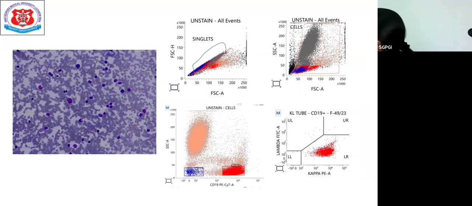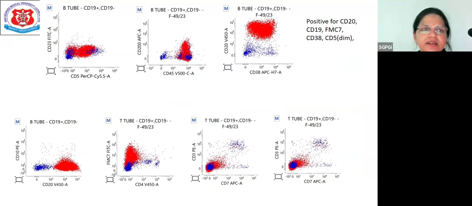Okay, another smear. This is the singlet, and you can see the CD19 positive population here. So is it clonal or not clonal? Clonal, showing kappa expression, right? Okay, what about this? CD5 is heterogeneous positive, I can say. What are these blue cells? Yeah, these are T lymphocytes, okay?